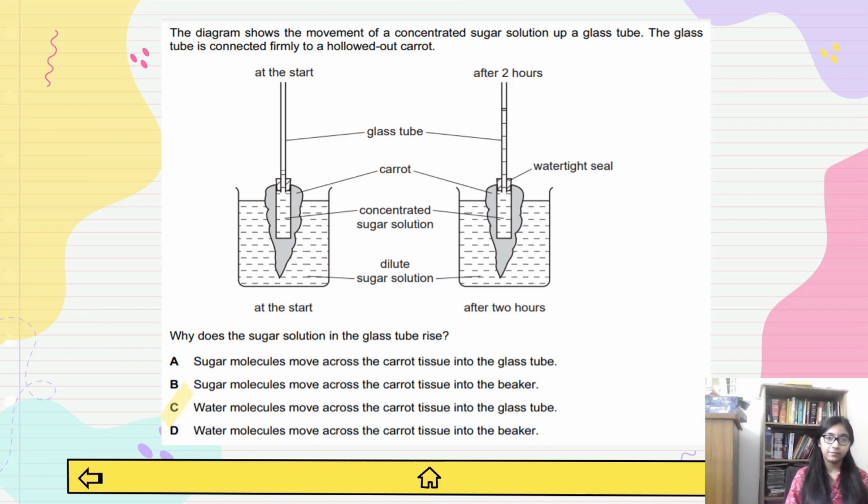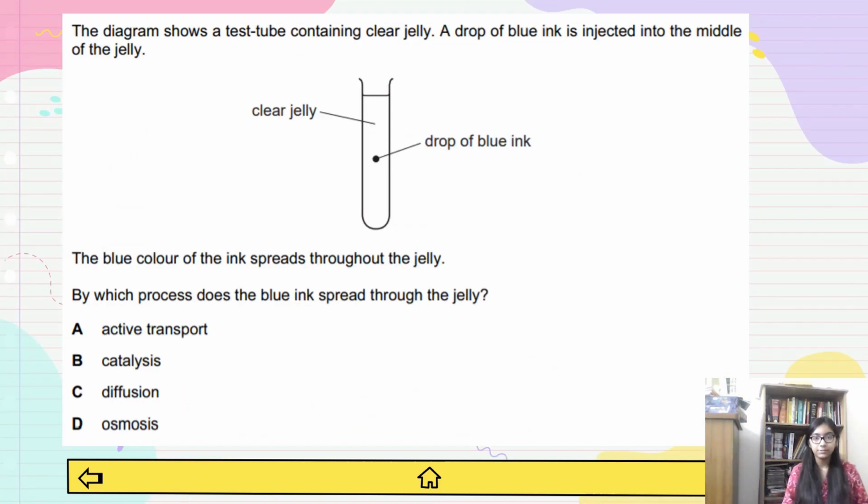The diagram shows a test tube containing clear jelly. A drop of blue ink is injected into the middle of the jelly. The blue color of the ink spreads throughout the jelly. By which process does the blue ink spread through the jelly? By reading the question and seeing this figure, we can clearly understand that it is diffusion, option C, where the ink molecules move from a higher concentration to a lower concentration, which makes the clear jelly turn blue.